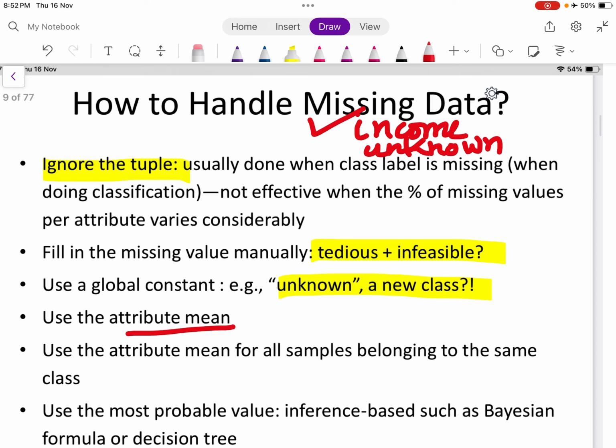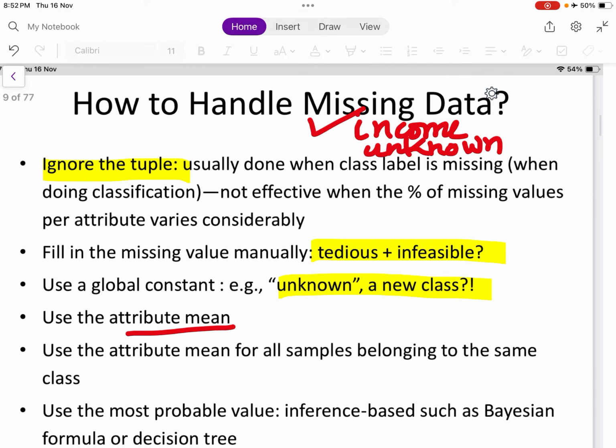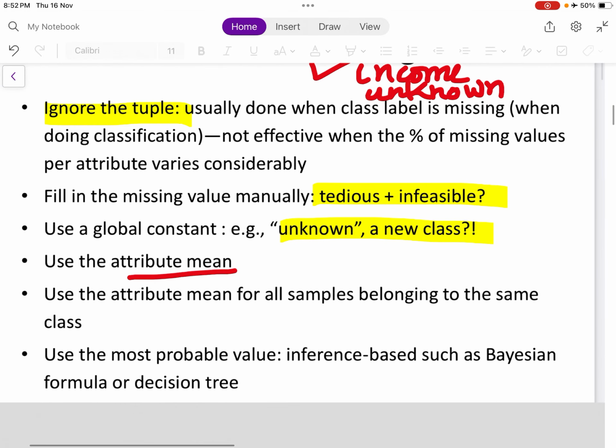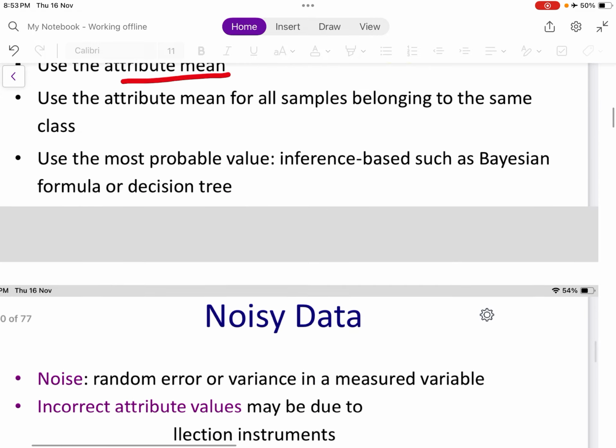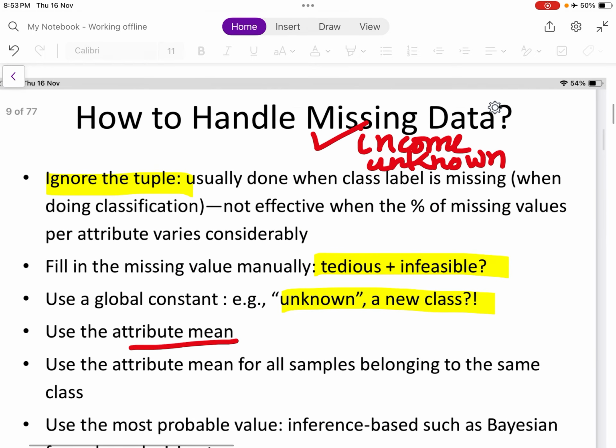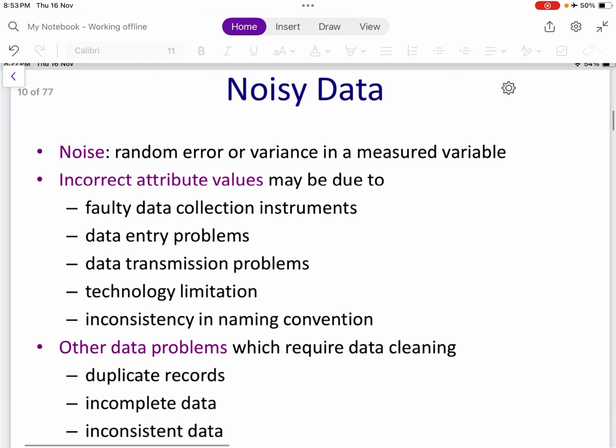Use the attribute mean for all samples belonging to the same class. Use the most probable value, inference based, such as a Bayesian formula or decision tree. Most probable value means the one which is used again and again. Use that value if you want. So these are all the ways to handle the missing data.